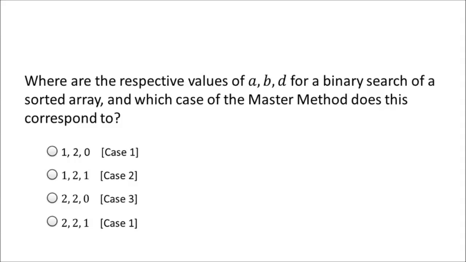So the correct answer is the first one. To see why, let's recall what A, B, and D mean. A is the number of recursive calls. Now, in binary search, you only make 1 recursive call. This is unlike merge sort.